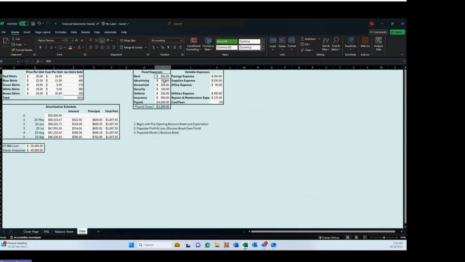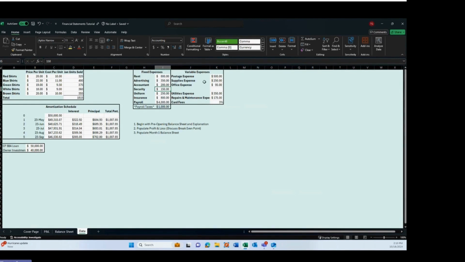You might have the same thing budgeted out for advertising. You might say, hey, every month I'm going to spend $350 on advertising. Usually your accountant's going to charge you the same thing every month. The security software for your building location is generally going to be the same. So generally, all of these expenses are going to be fairly constant over the course of the year. Over here on the right side, we have variable expenses.